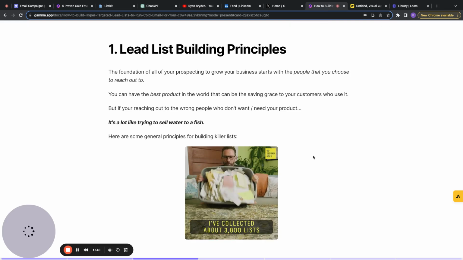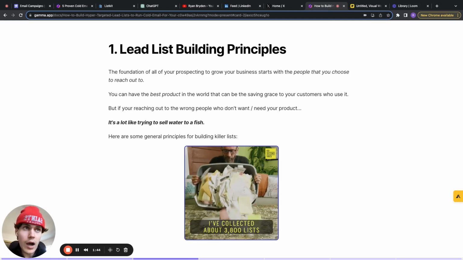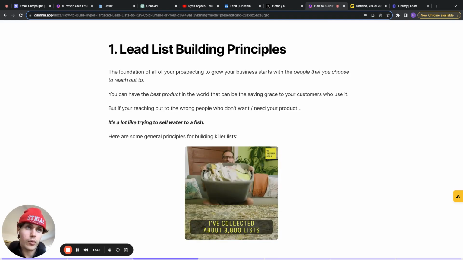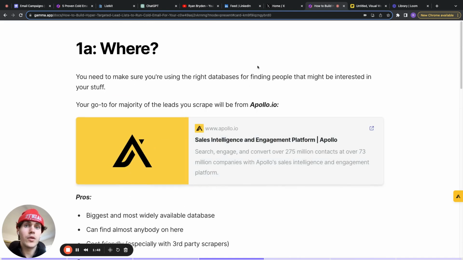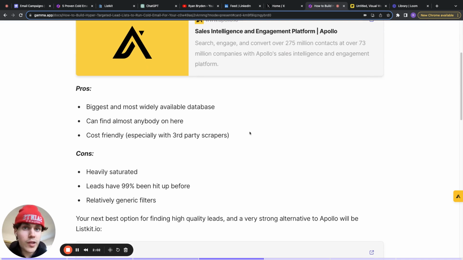So here are some general principles for building killer lists. We're going to go through this one by one in the different areas that I think are most important. Starting off with where, okay? You need to make sure you're using the right databases to find people that might be interested in your stuff. Now, your go-to for the majority of lists that you're going to scrape is going to be Apollo. You've probably heard of Apollo. Some pros, and I'm going to be completely honest with these databases. I don't have any affiliate stuff, so this is just going to be complete honesty about them.